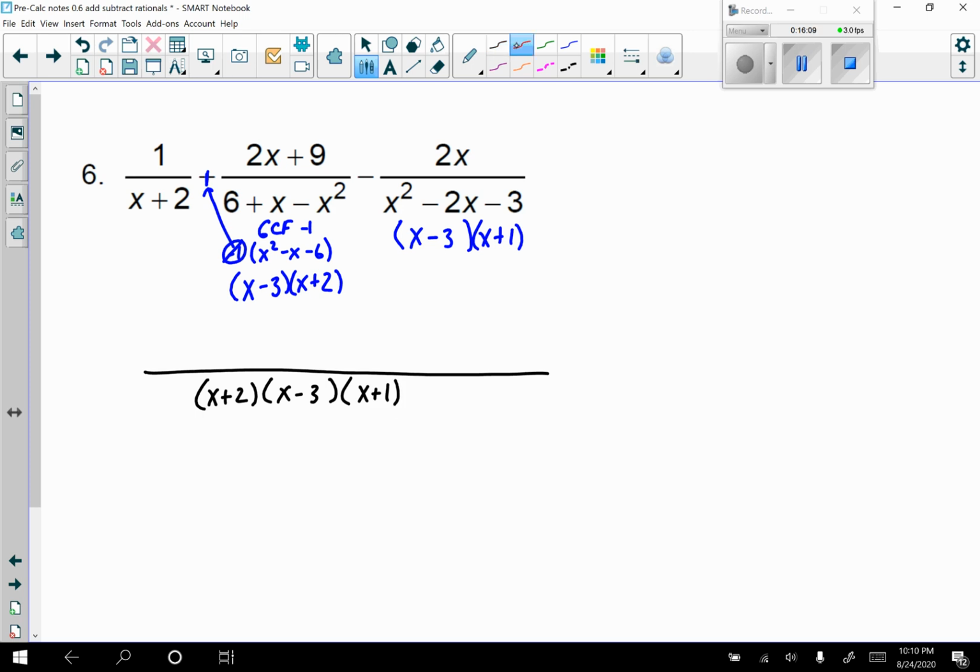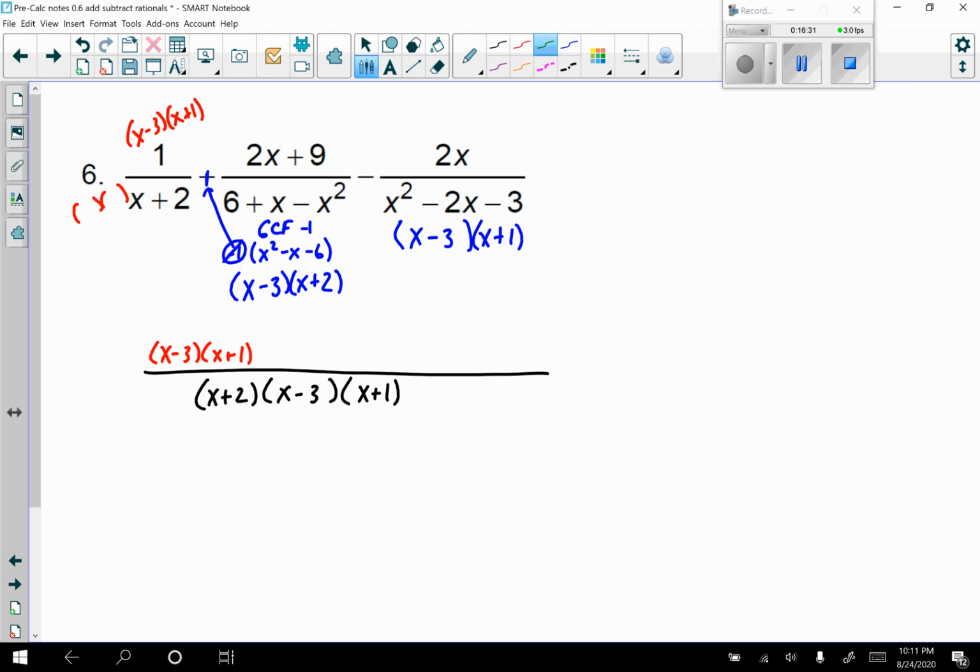As I go through, I'm going to see what each one needs. First fraction, it's got the x plus 2. It needs x minus 3 and x plus 1. Now remember, that is multiplied on top and bottom, but we've already got the bottom written out. So we are going to have x minus 3 times x plus 1 times 1.